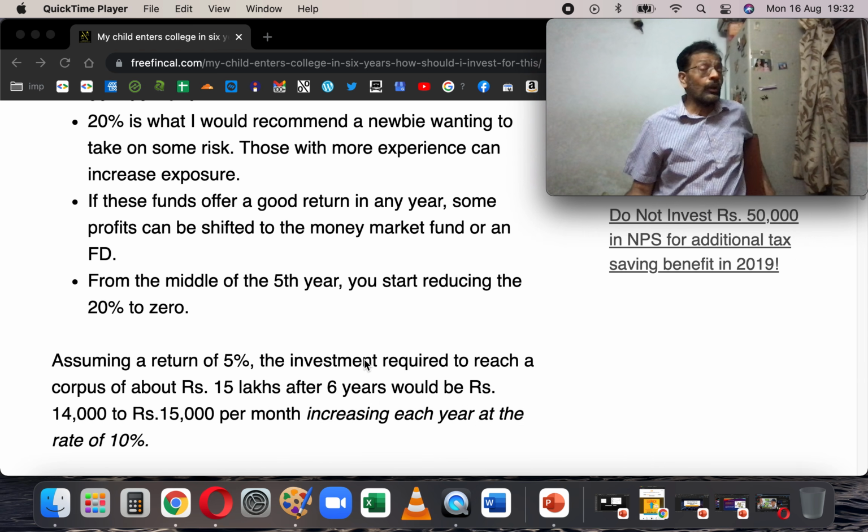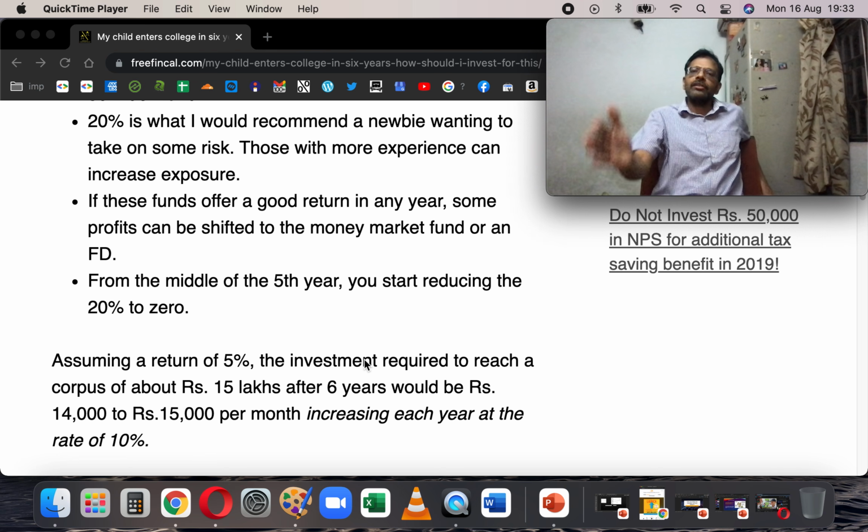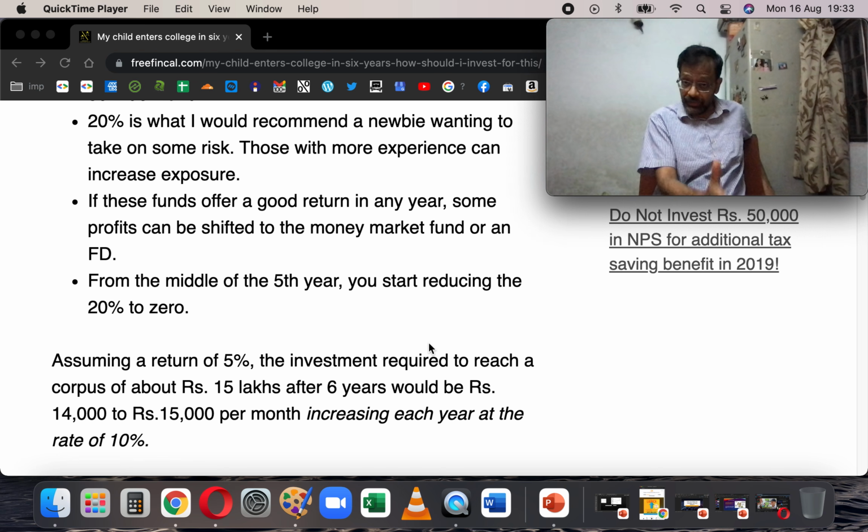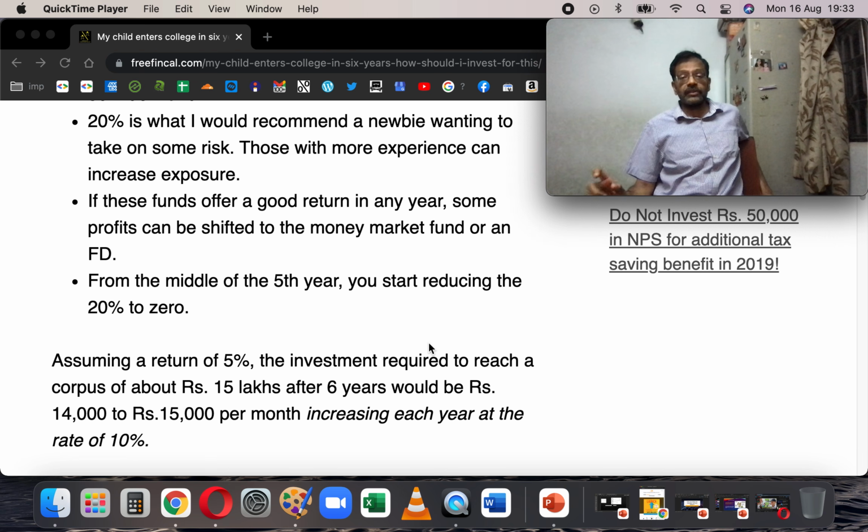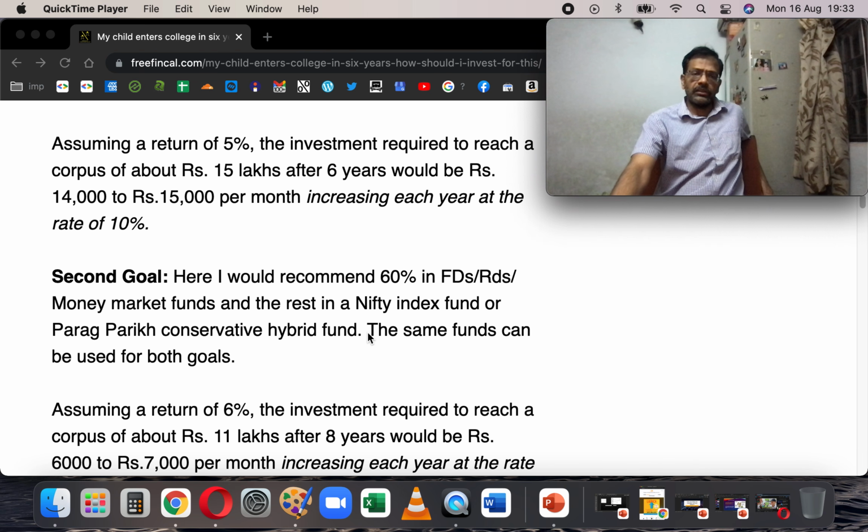Now, we are only going to assume an overall portfolio return of 5% post-tax here. And the investment required will be about 14,000 to 15,000 a month, increasing at the rate of 10% a year. So 15,000 a month this year, next year it will be 10% more, and the year after 10% more, and so on for 6 years. Then you should be able to get that 15 lakhs corpus.